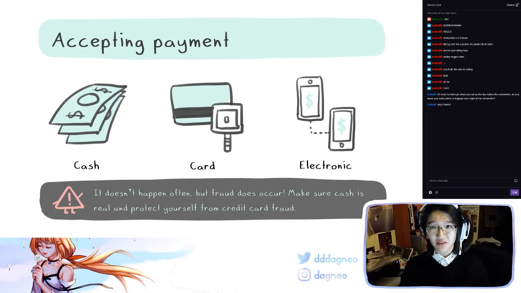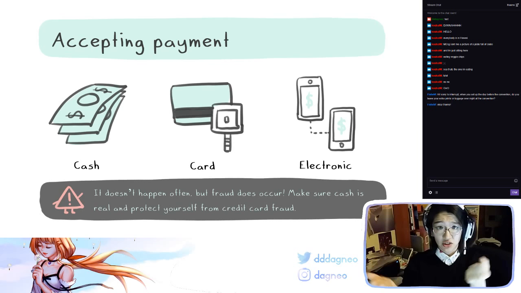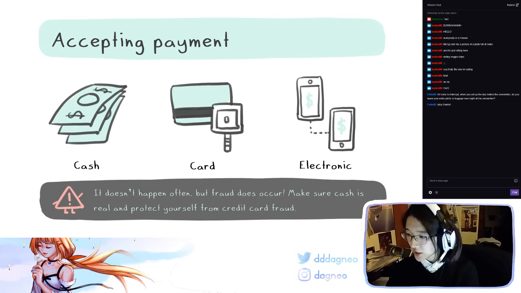So in the US dollar bills, just make sure that you know what they look like. There are also anti-fraudulent pens, like a highlighter, where you draw on the cash, and if it comes up as a certain color, it's telling you that this is a fraudulent cash bill. For card, again, if you really want to protect yourself, go with a chip reader. And for electronic payments, just make sure that you actually get the money before you give the item to someone. So just make sure you're taking all the precautions.